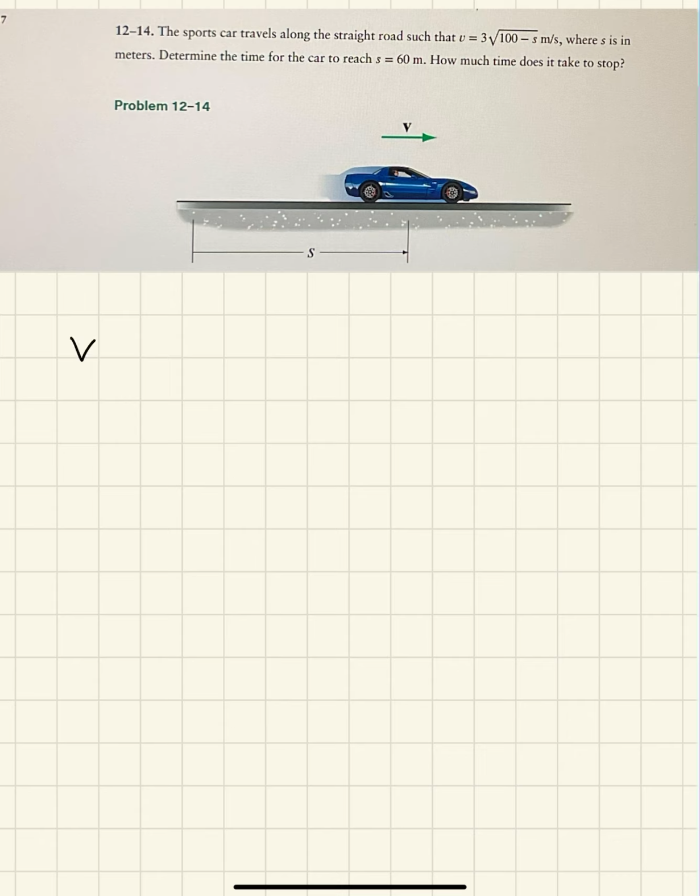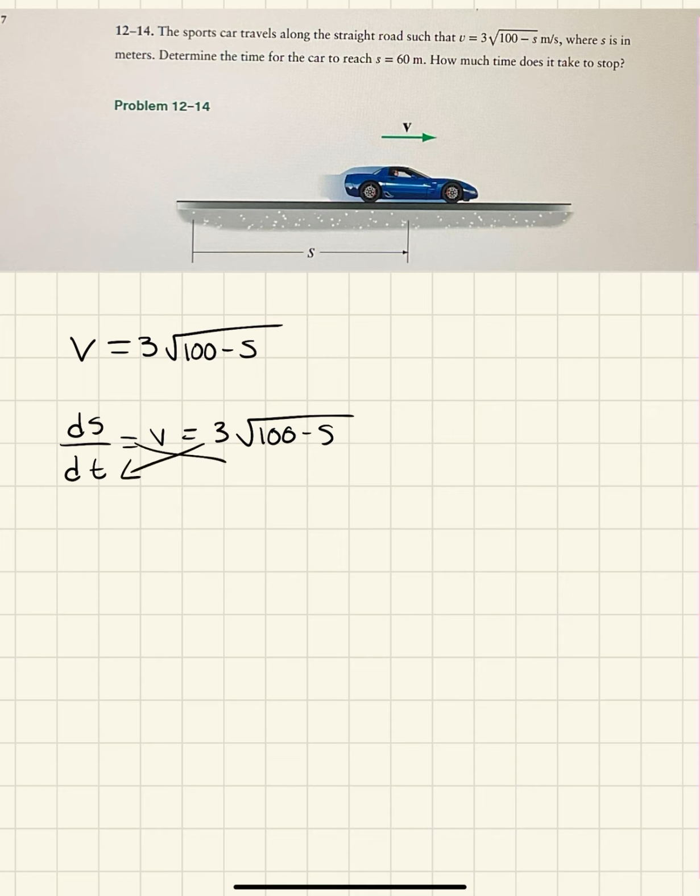So what we have here is v equals 3 square root of (100 minus s). We know that ds over dt is equal to velocity, which is equal to what we have here, 3 root (100 minus s). So what we're going to do is separate our variables, cross multiply. Write that over 1. We get ds equals 3 root (100 minus s) times dt.